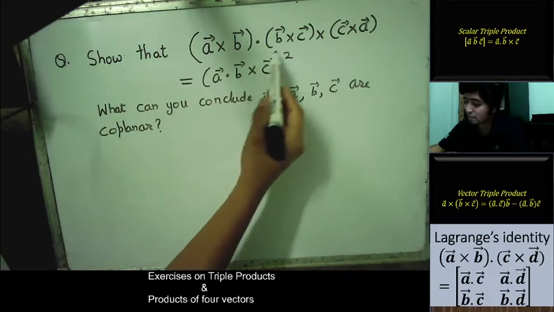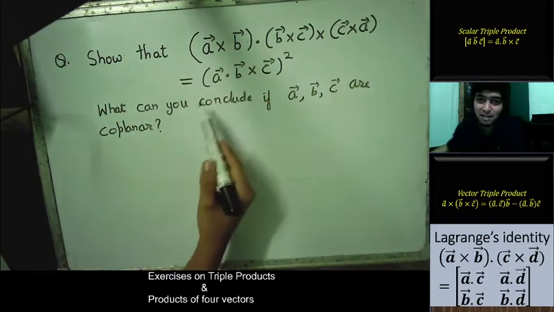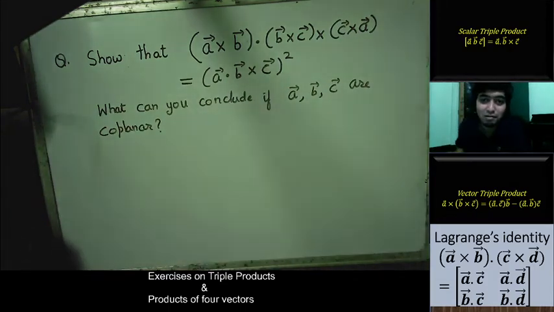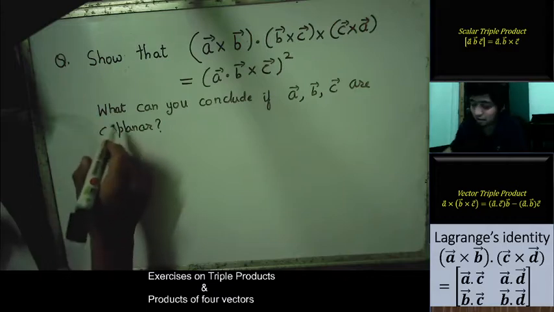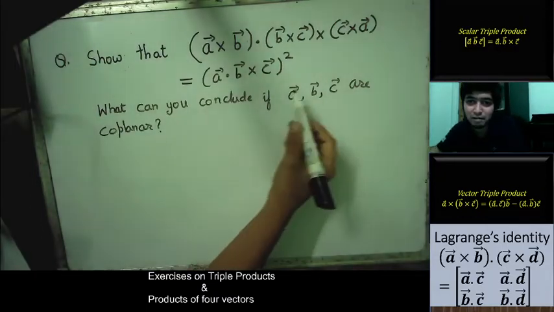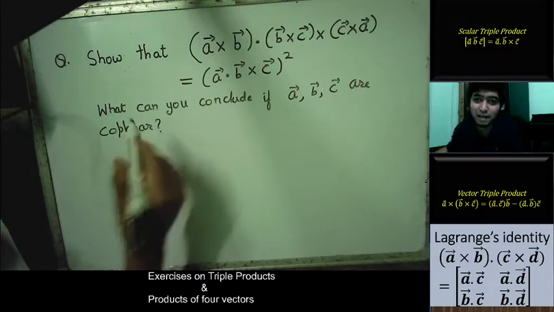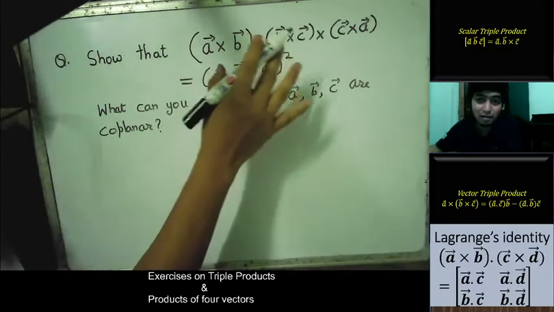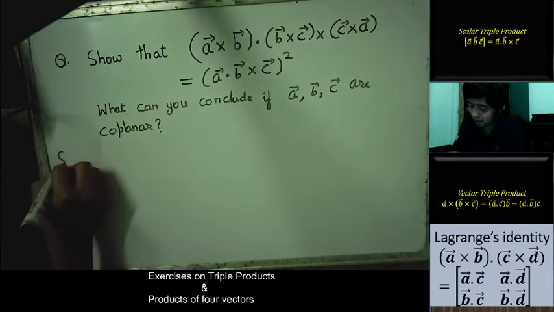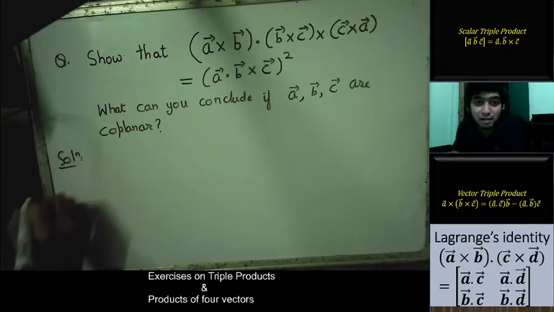Show that a cross b dot b cross c cross a equals a dot b cross c, whole thing squared. And a follow-up question is, what can you conclude if a, b, c are coplanar? So how exactly are we going to solve this? Actually, it's very simple. We just start from the left-hand side.